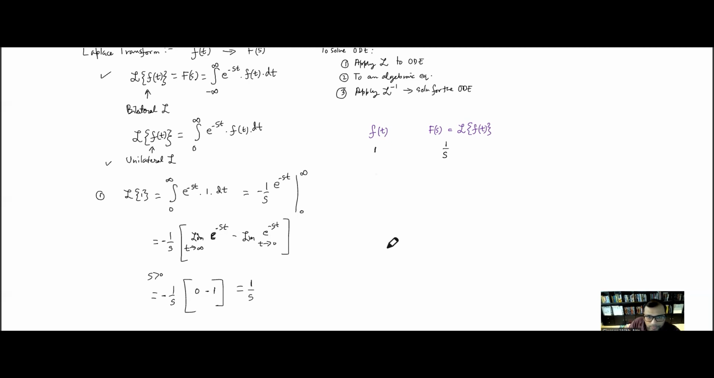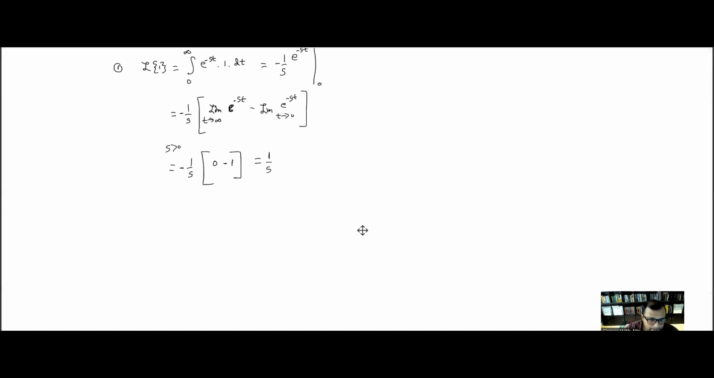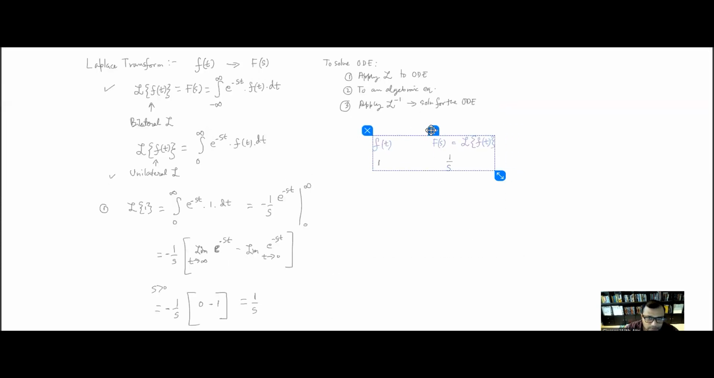Now, these are a few of the ones that we're writing down in this table. We'll have to memorize those. So that's where application of this becomes easier to solve the ordinary differential equations. Okay. Let's move on to the next function. We'll just pull this down.